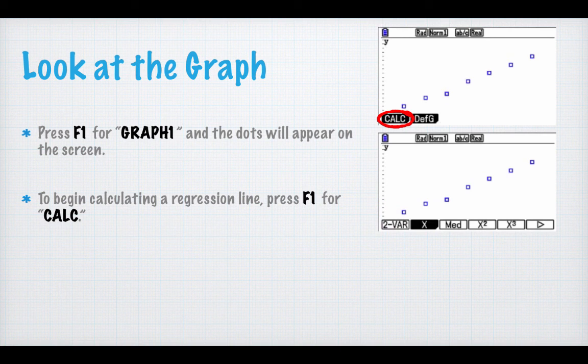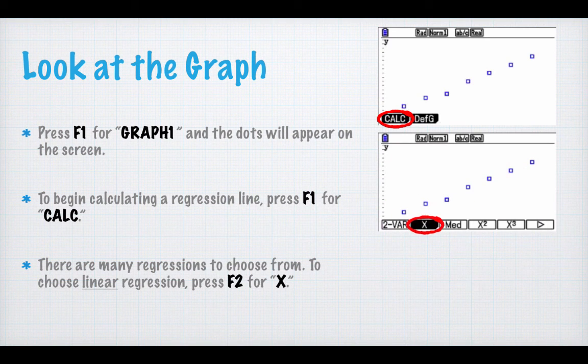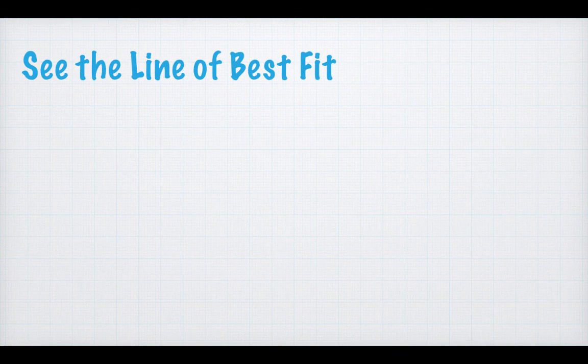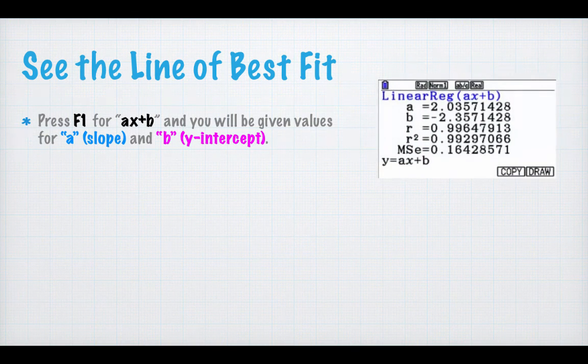So I press F1 for calc and I get some options. I get 2 var, x, med, x squared, and x cubed. We're only doing linear regression, which has x's in it, not x squareds or x cubes or any of the other stuff. So you will press F2 for x. Okay, then you get an option to make it look like ax plus b, so either y equals ax plus b or y equals a plus bx. It really doesn't matter which one of those you choose, but I always choose ax plus b because it reminds me more of mx plus b, which is what I'm used to. So I'm going to press F1 for ax plus b.